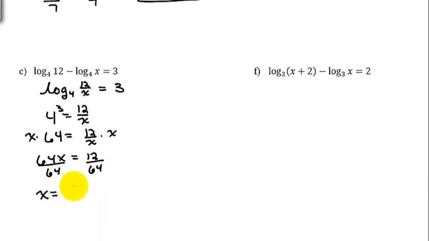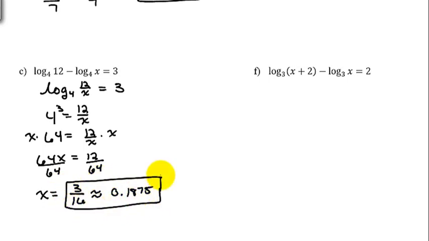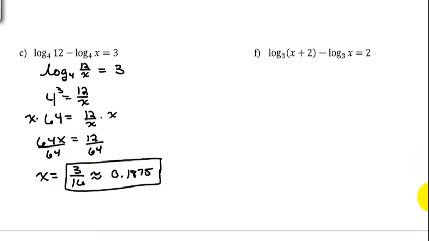And so x is equal to, let's see here, 64 divided by 4 is 16, so that would be 3/16. And again, if we want a 3 decimal place approximation for this, then that would be 0.1875.